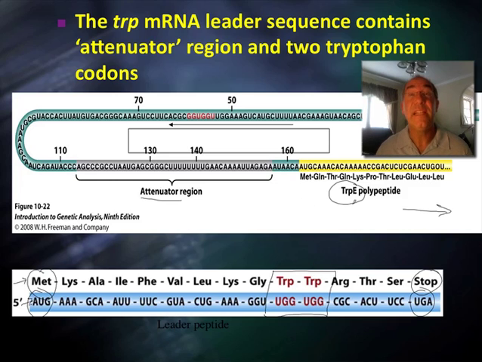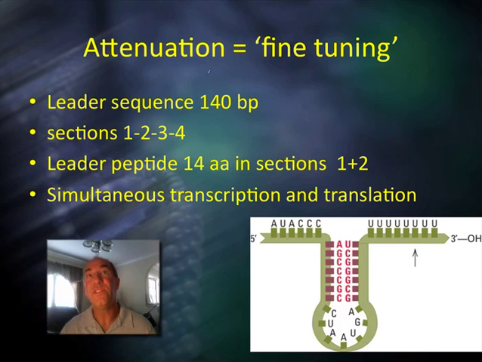Now remember, this gene makes tryptophan. But here we have a leader sequence that actually requires tryptophan. So this requires the product of the gene it is controlling, and this is a mechanism of control and feedback here. Attenuation, otherwise known as fine-tuning.